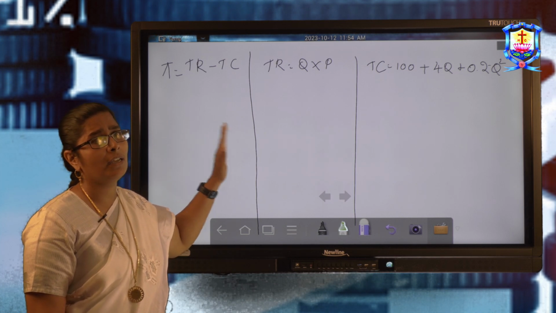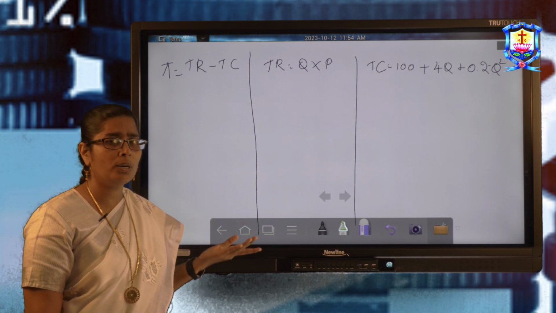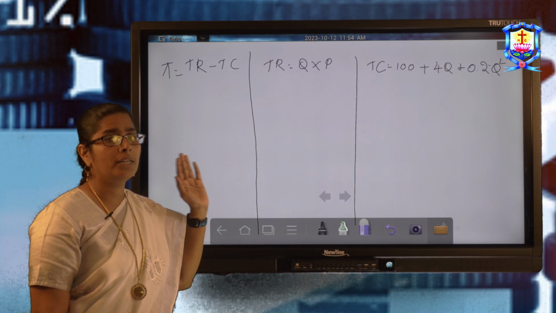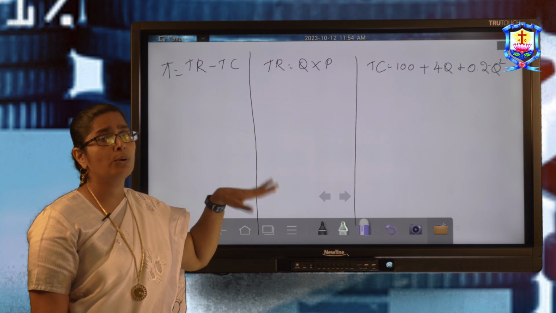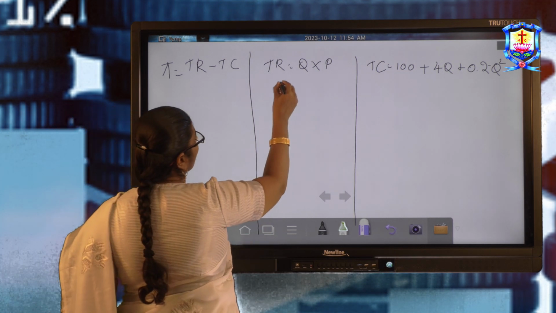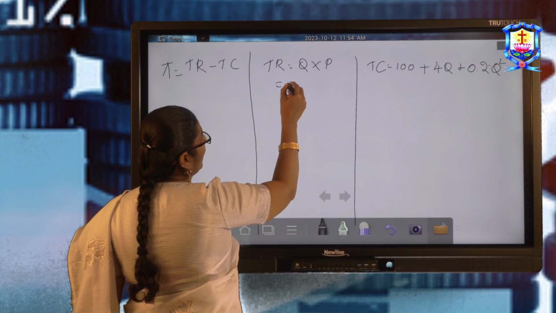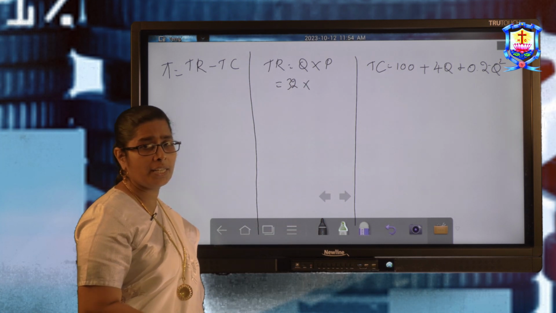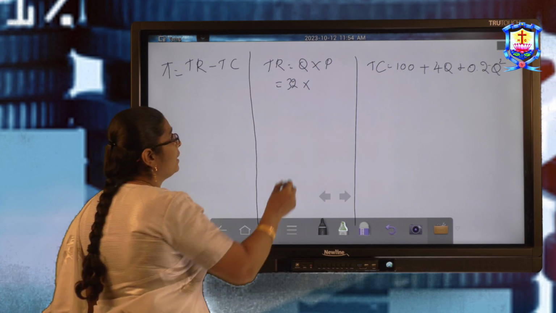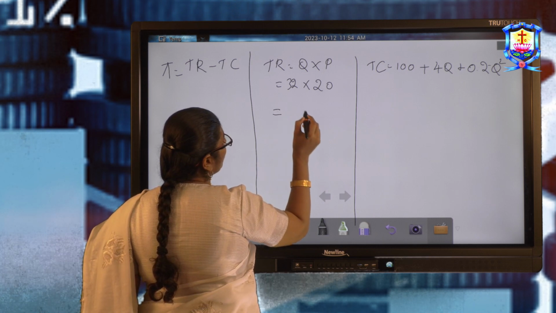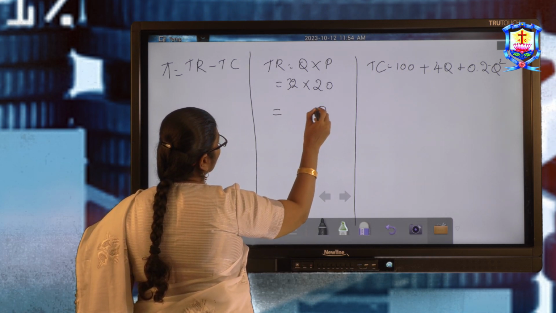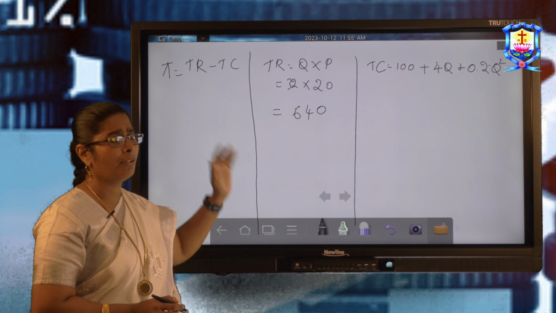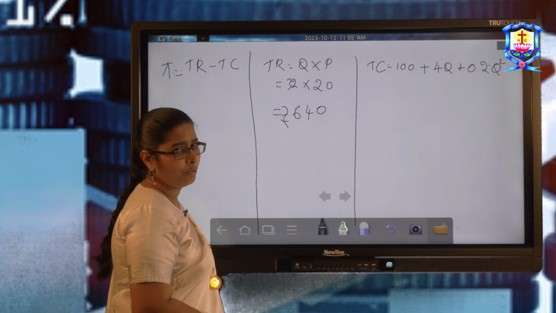The TR curve, the total revenue curve, is not given. But with the help of the quantity demanded and price we will derive the TR. As you know, the value of Q is 32 and the price of the product is around 19.68. So we just make it a whole number, that is 20. So we arrive at the answer 640. So this is the total revenue, and the unit will be rupees.